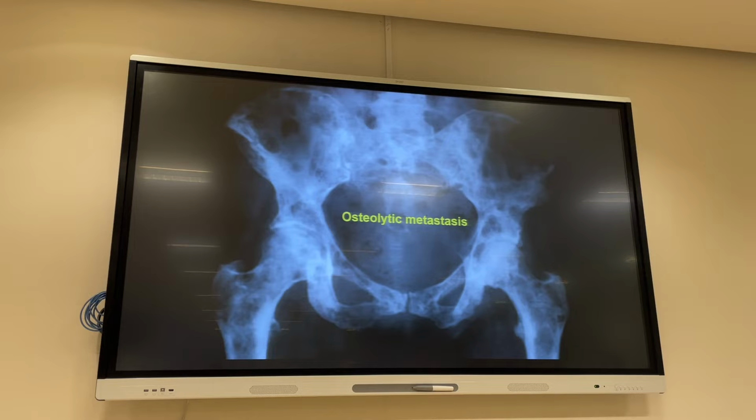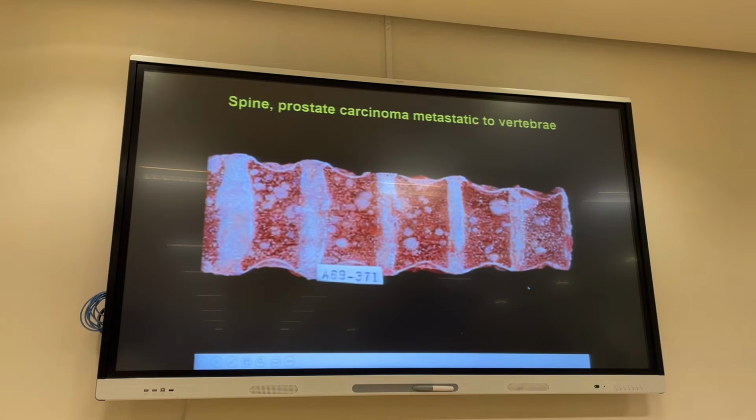This is an X-ray of an osteolytic metastasis. Okay, you can see that it is everywhere. All of those regions where you see that it's becoming way too radiolucent are osteolytic lesions. All of them. All right. Here is a picture showing you osteoblastic metastasis. All those lesions are osteoblastic metastasis.